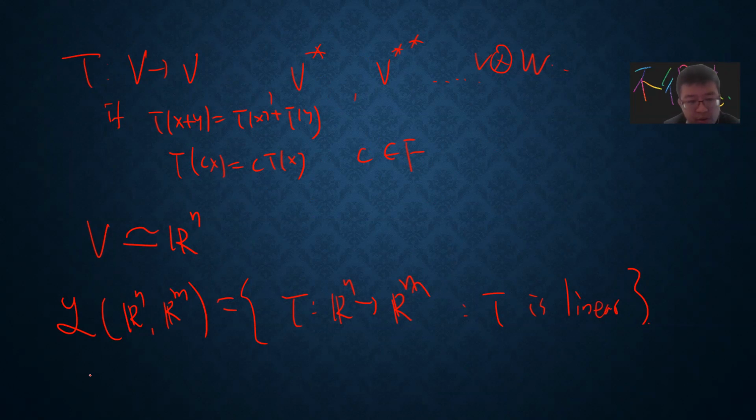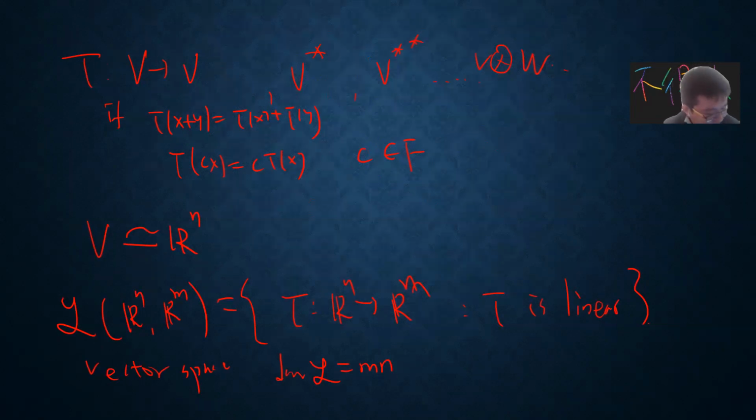You can easily check that this L(Rn, Rm) is also a vector space, whose dimension is m times n. It is also an algebra, because the composition of any two linear transformations will again be a linear transformation. Now let me give a definition, which is not linear algebra but real analysis.